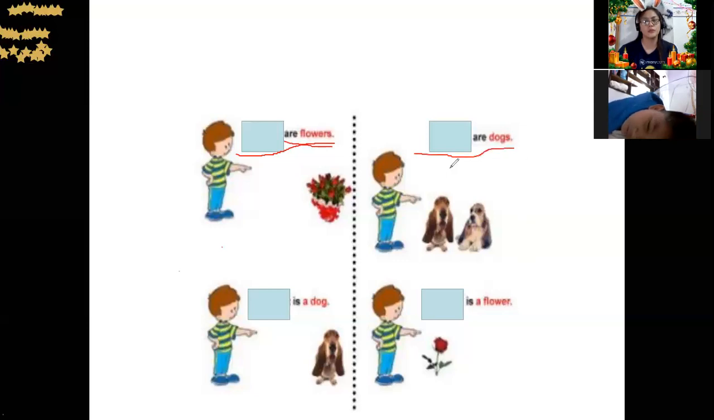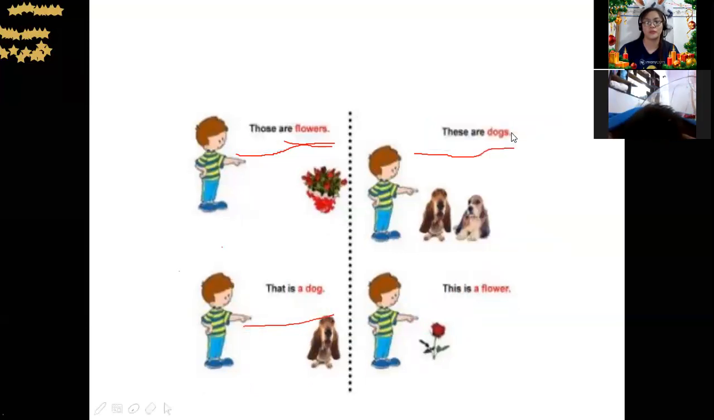Oh, there's a dog. This is a dog. That is a flower. Okay, this is a dog. Okay, this one, it is not this, it is that. Look at the distance. The dog is far away from him. And this one is these, because there are two dogs. This one is correct.